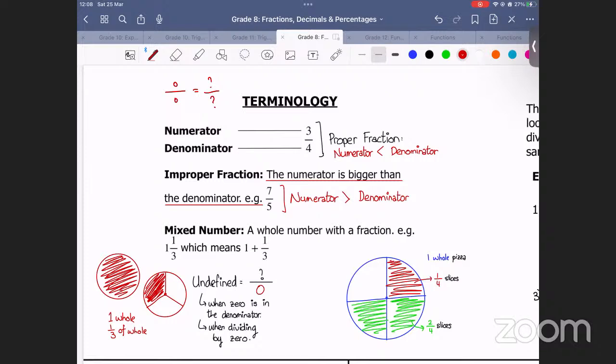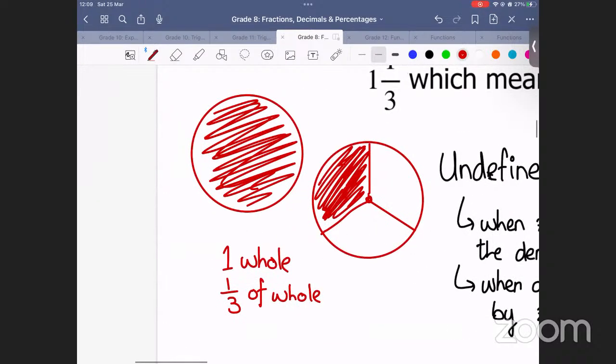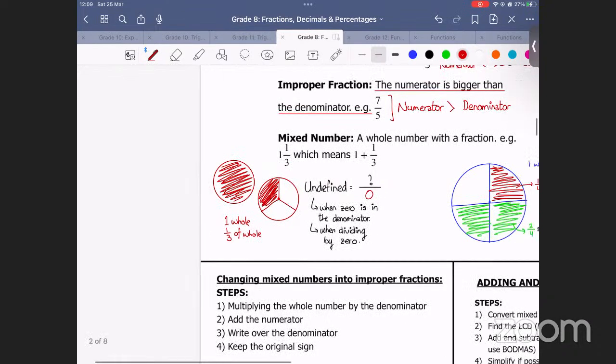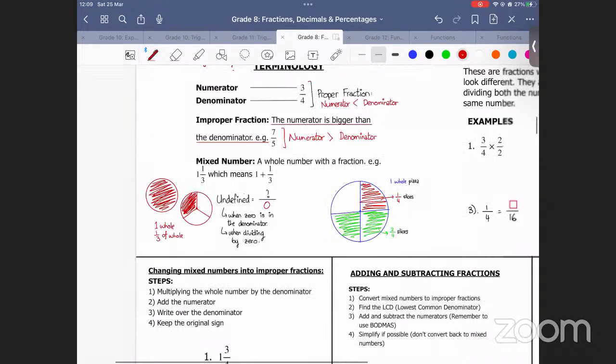And when the numerator is smaller than the denominator, we call that a proper fraction. And when the numerator is bigger than the denominator, we call that an improper fraction. Then we have something called a mixed number, which is a whole number with a fraction. Example, 1 1/3, which means 1 whole and 1/3. If we looked at the example in terms of pizzas, we have 1 whole pizza and then 1/3 of a pizza. So it's above 1. That's what we call a mixed number. Undefined is when 0 is in the denominator or when you're dividing by 0.